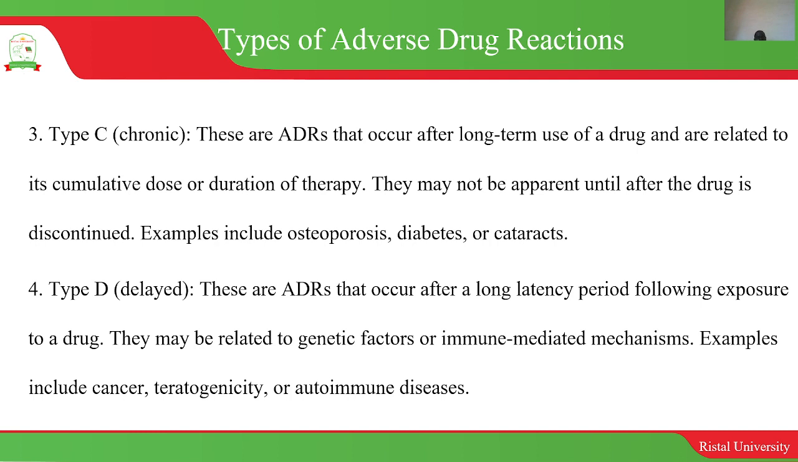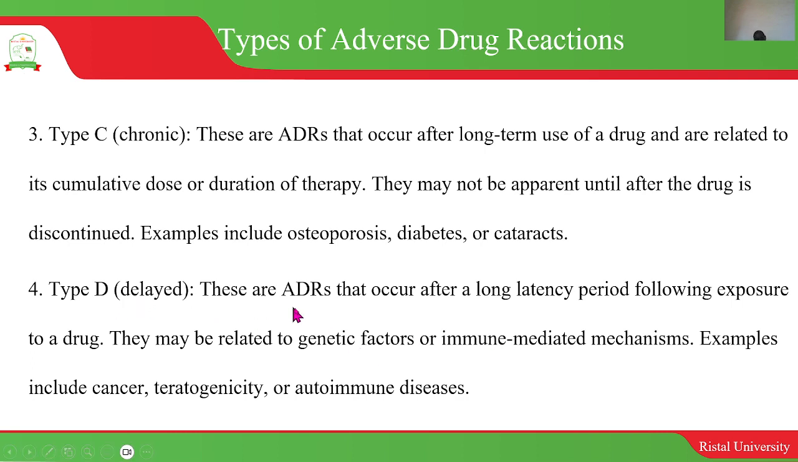Type C is chronic types. These are reactions that occur after long-term use of a drug and are related to cumulative dose or duration of therapy, like people on chronic medications. They may not be apparent until after the drug is discontinued. Examples include osteoporosis, diabetes, or someone with cataracts.